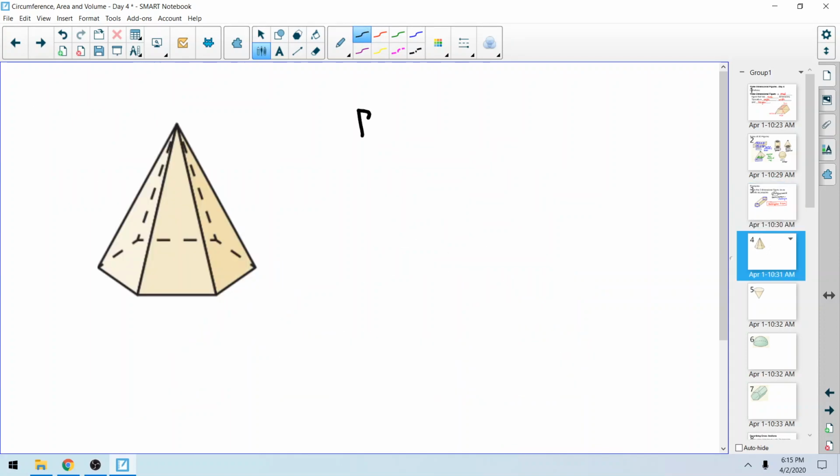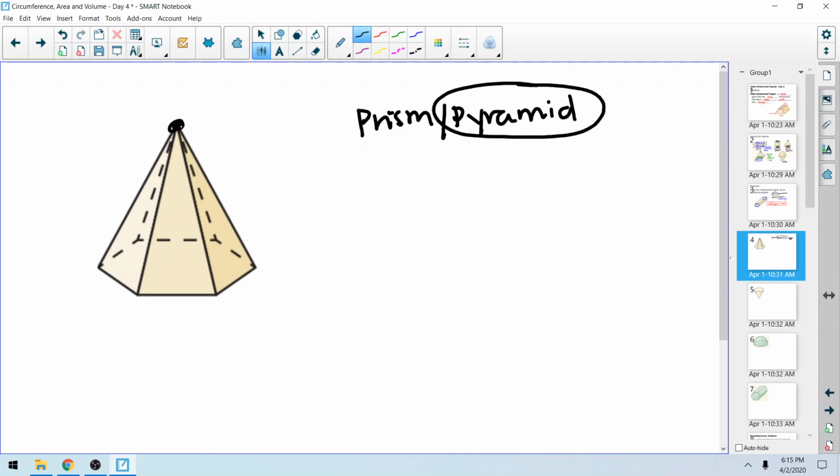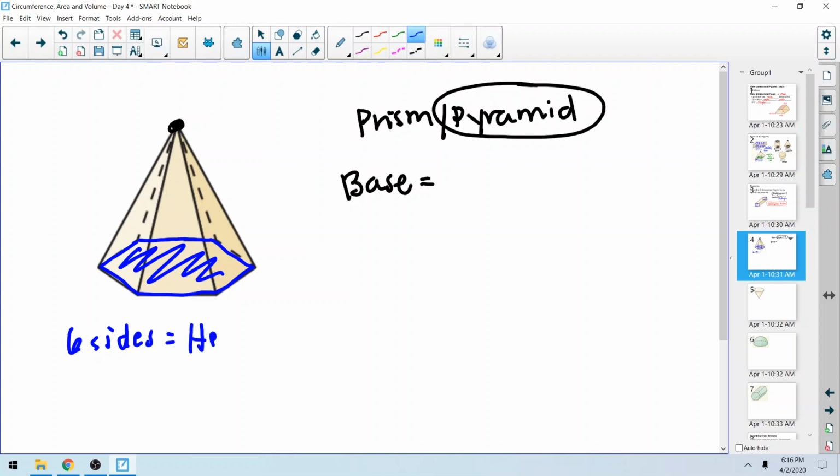So, first of all, prism or pyramid. I hope you're thinking pyramid because it comes to a point. The base on a pyramid is always like the opposite side. So the point is usually at the top and the base is usually at the bottom. So we're looking at this guy. 1, 2, 3, 4, 5, 6 sides. 6 sides, if you forgot, is a hexagon.